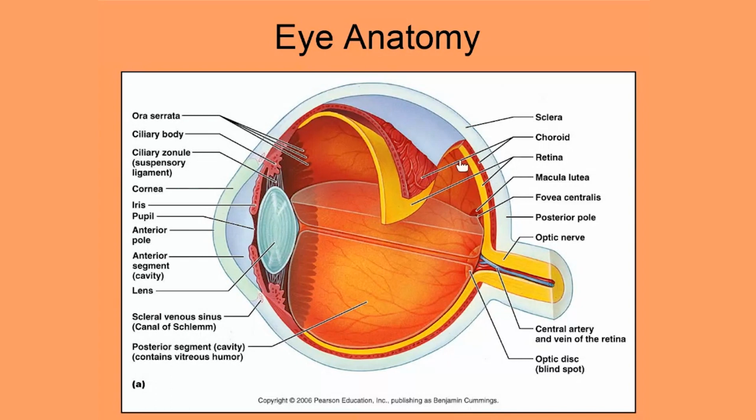What I want to do now that we've talked about some of the major structures associated with the eye is focus in much more on the retina. So that's that neural layer, again, where we've actually got the photoreceptors that are picking up light and responding to light and allowing for vision to occur.